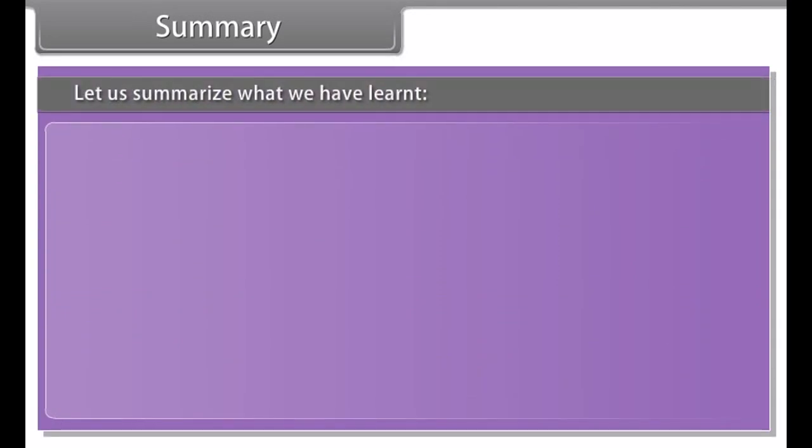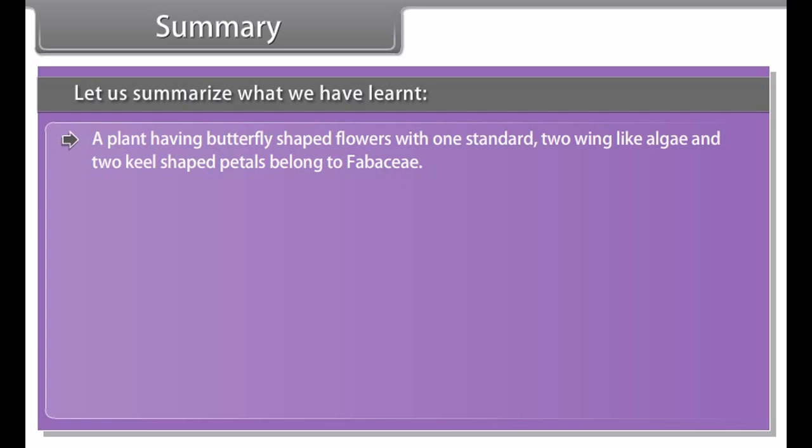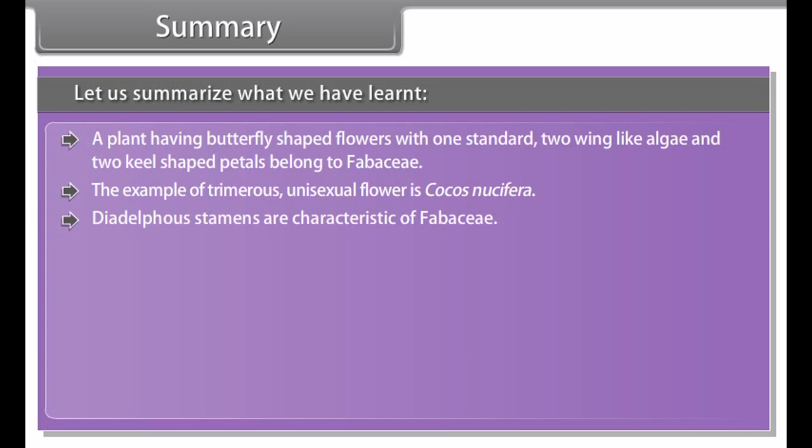Summary. Let us summarize what we have learned. A plant having butterfly-shaped flowers with one standard, two wing-like petals, and two keel-shaped petals belongs to Fabaceae. The example of a trimerous, unisexual flower is Cocos nucifera. Diadelphous stamens are characteristic of Fabaceae. Tetradynamous condition is found in Brassica campestris.